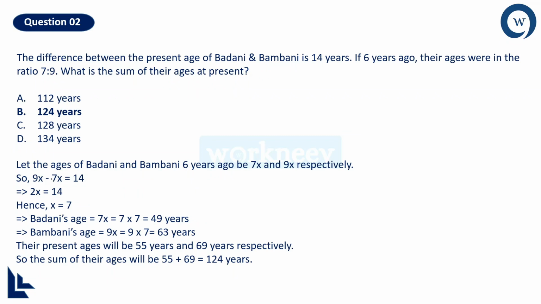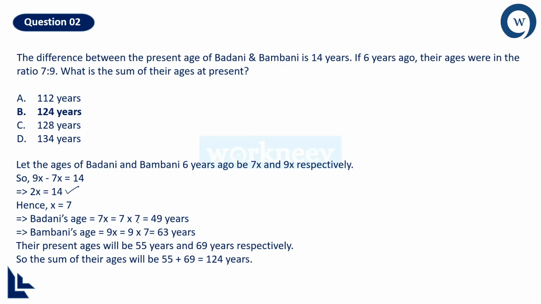It is 9x minus 7x is equal to 14 years, and that gives me 2x is equal to 14 years, and the x value is equal to 7. From this we can calculate Badani's and Bambani's ages. Badani's age will be 7 times 7, which is 49, and Bambani's age will be 9 times 7, which is 63. Now these are the ages 6 years ago.